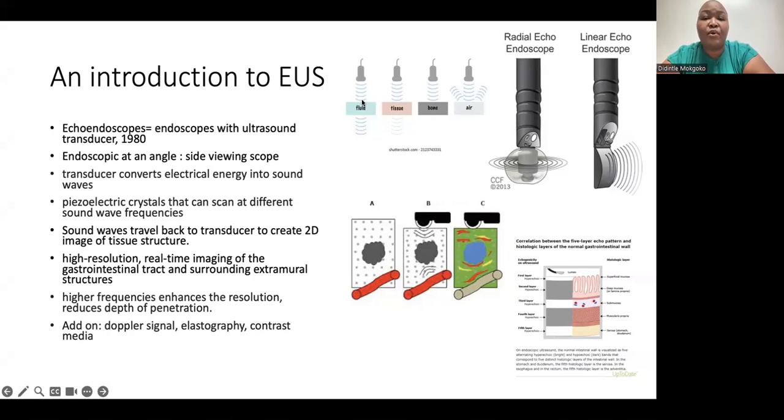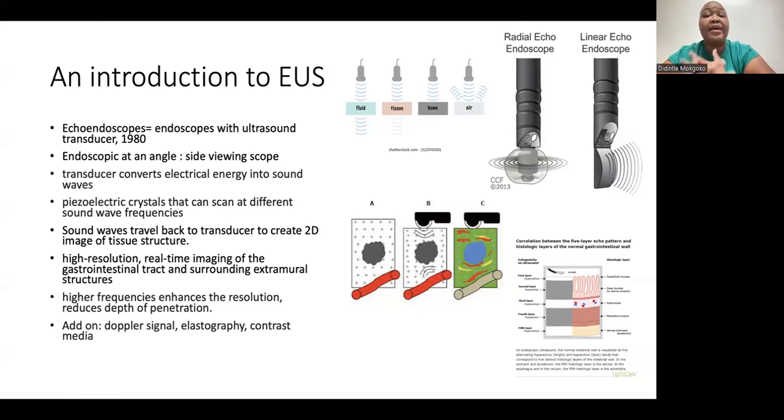So fluid, for example, will transmit ultrasound. Tissue, depending on the depth of the tissue, will absorb ultrasound and also allow the sound wave through. Bone will not allow the sound wave through at all, and in fact, you get no image when you're imaging bone. And air will actually reflect sound waves back to the transducer.